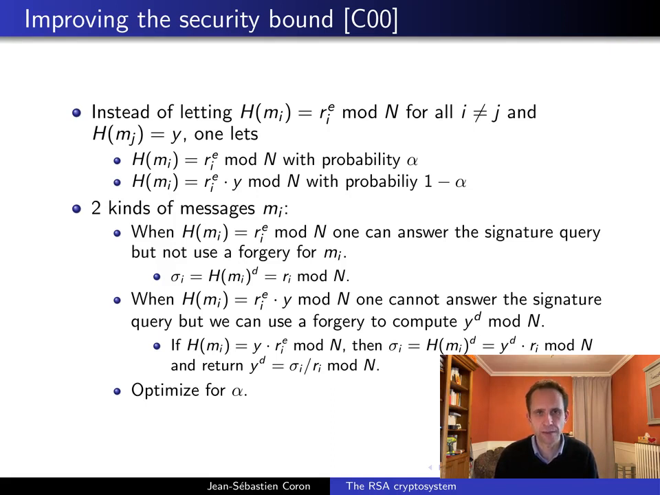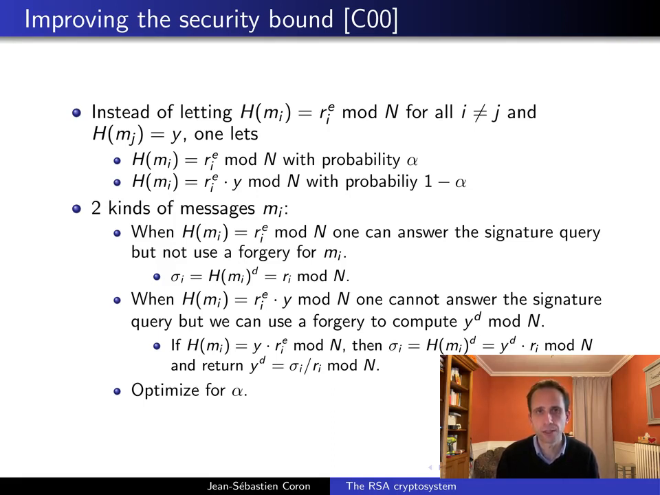But if the adversary makes a forgery for this specific message mi, we can use the forgery as previously to compute y to d using a similar computation. Because if h of mi is equal to y times ri to e modulo n, then the signature by definition is h of mi to d, which is equal to y to d times ri. So we can divide by ri, and we obtain y to d modulo n, the solution of the challenge. And now we see that we must optimize the probability alpha.